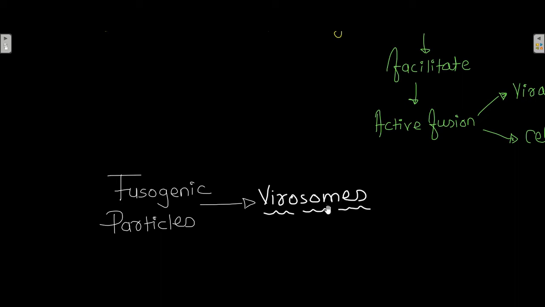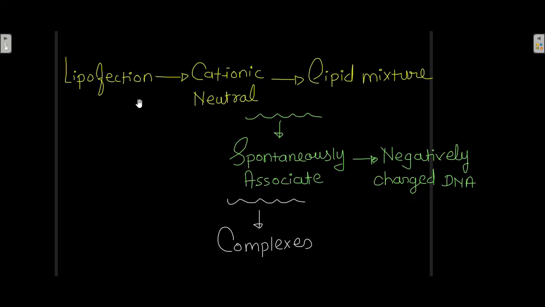Now, lipofection involves cationic or neutral lipid mixtures which spontaneously associate with negatively charged DNA to form complexes. What does it do? It involves a cationic or neutral lipid mixture, and this spontaneously associates with negatively charged DNA and forms complexes.